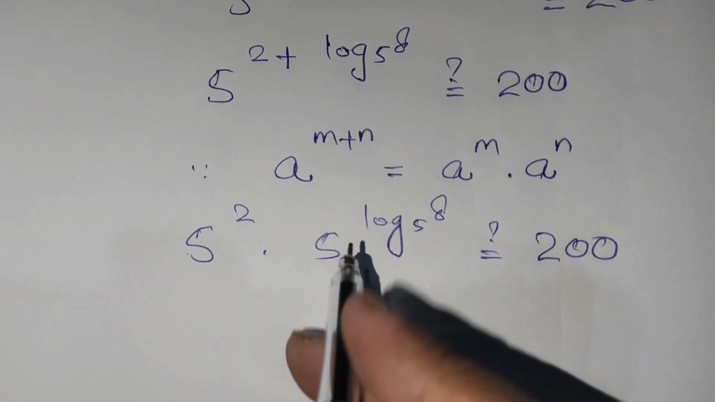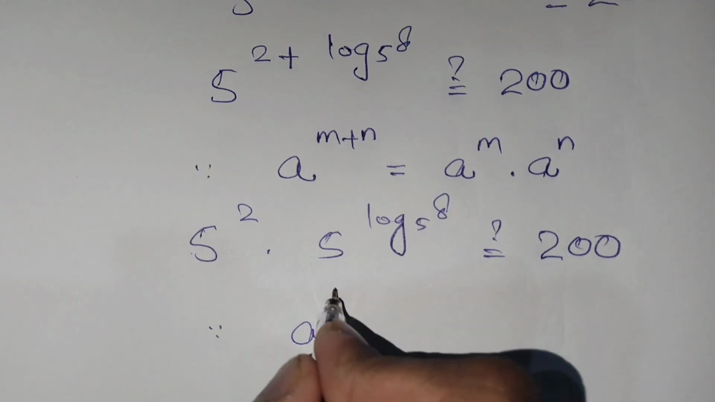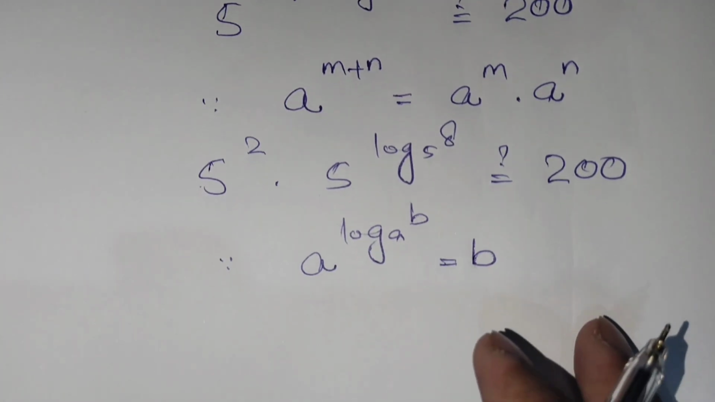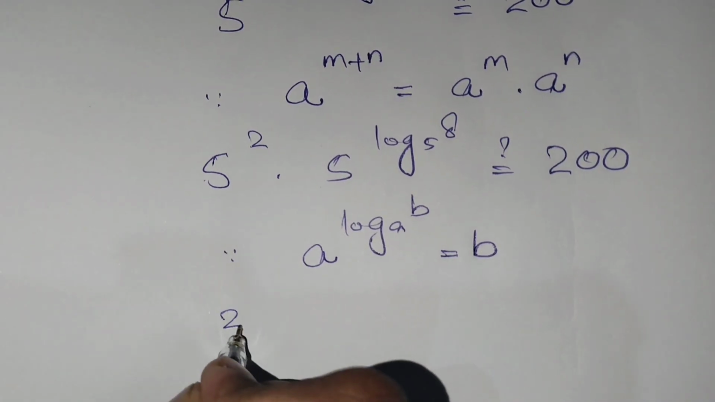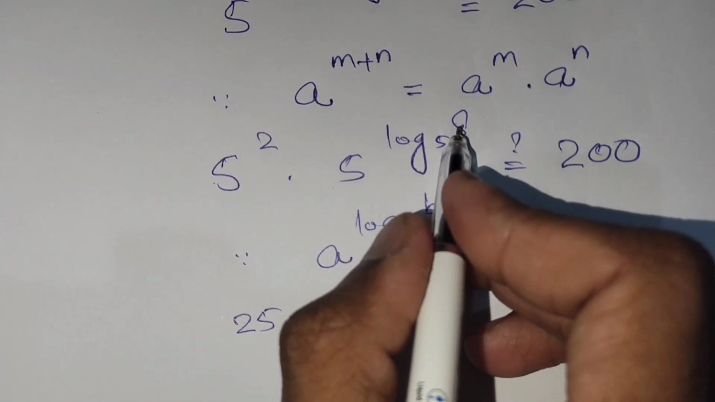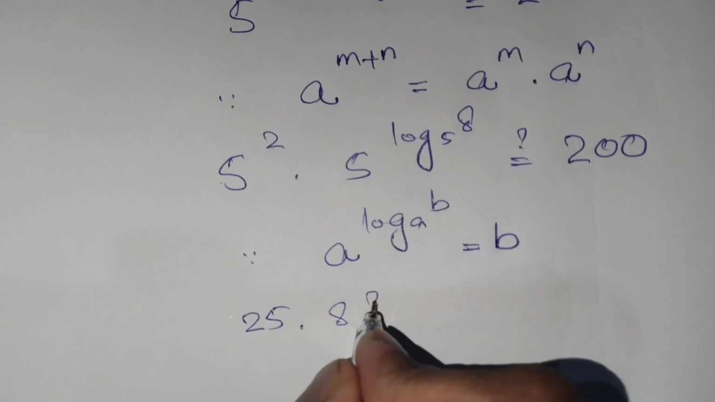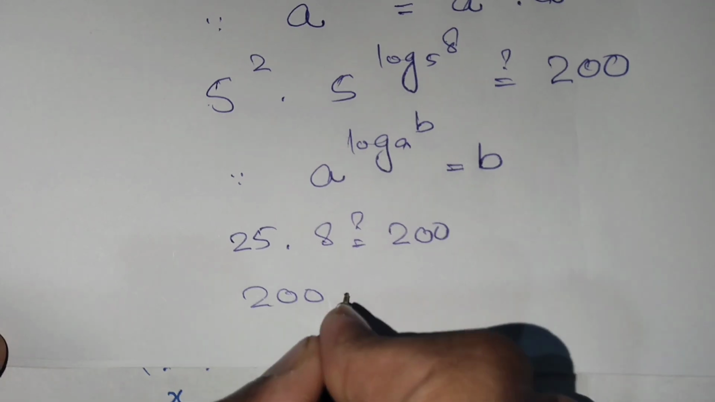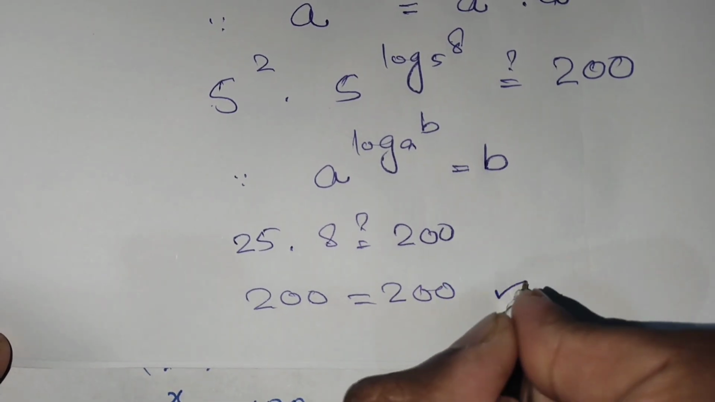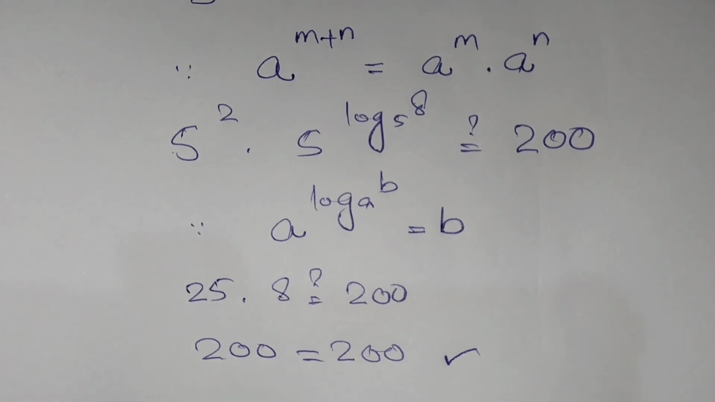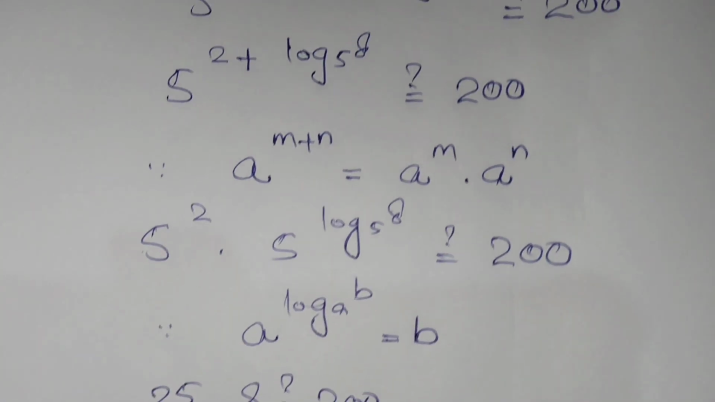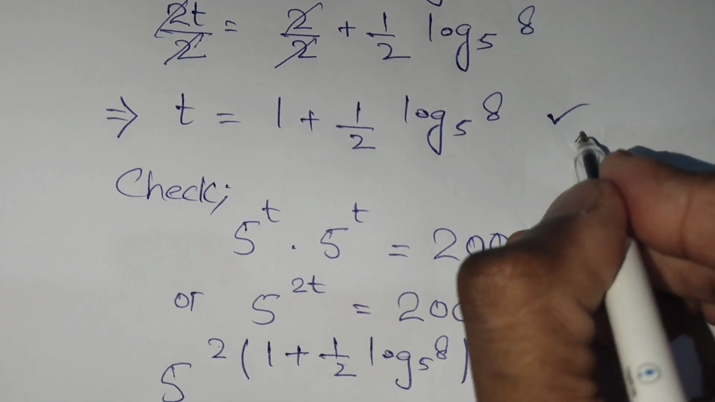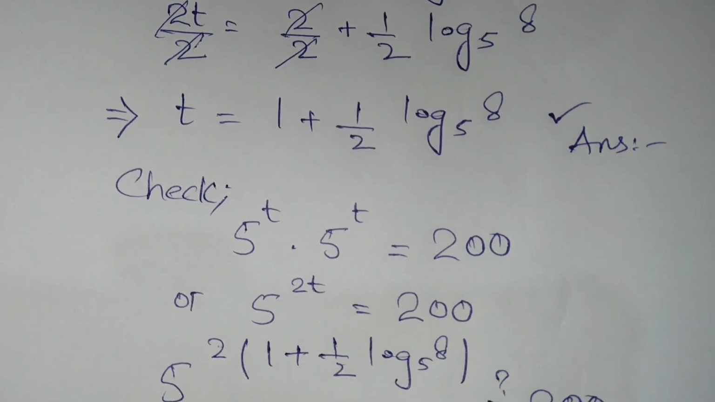We will apply a formula on this term. A power log of b with the base a always equals b. So it will be 5 square, 25, times b, which is 8. So 200 equals 200. Left hand side equals right hand side, and this means that the value of t, 1 plus 1 by 2 log of 8 to the base 5, is correct, and this is the final answer.